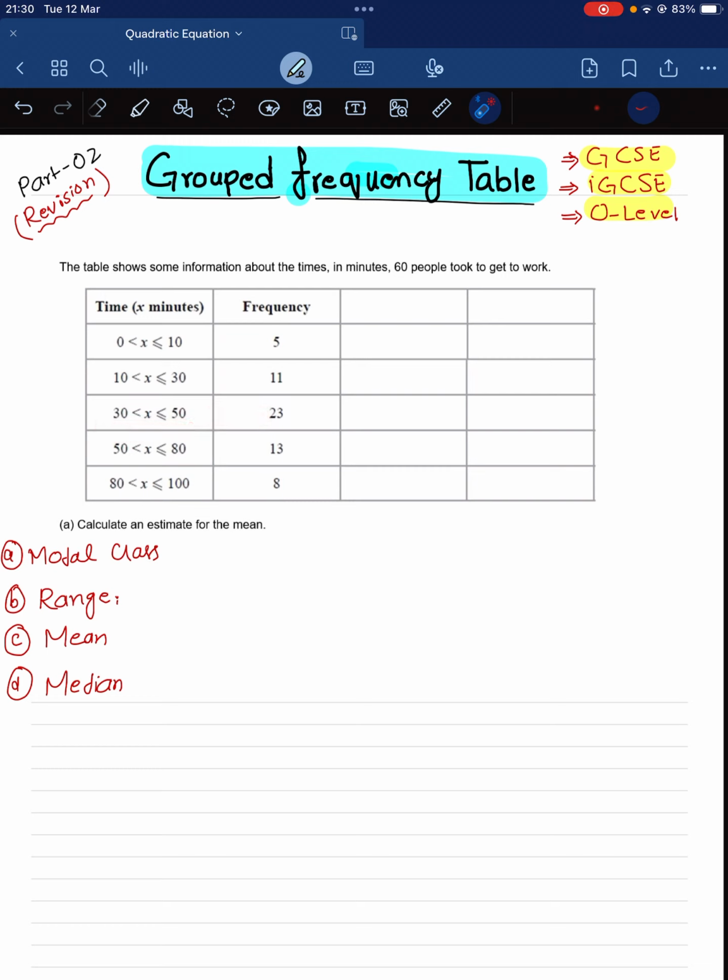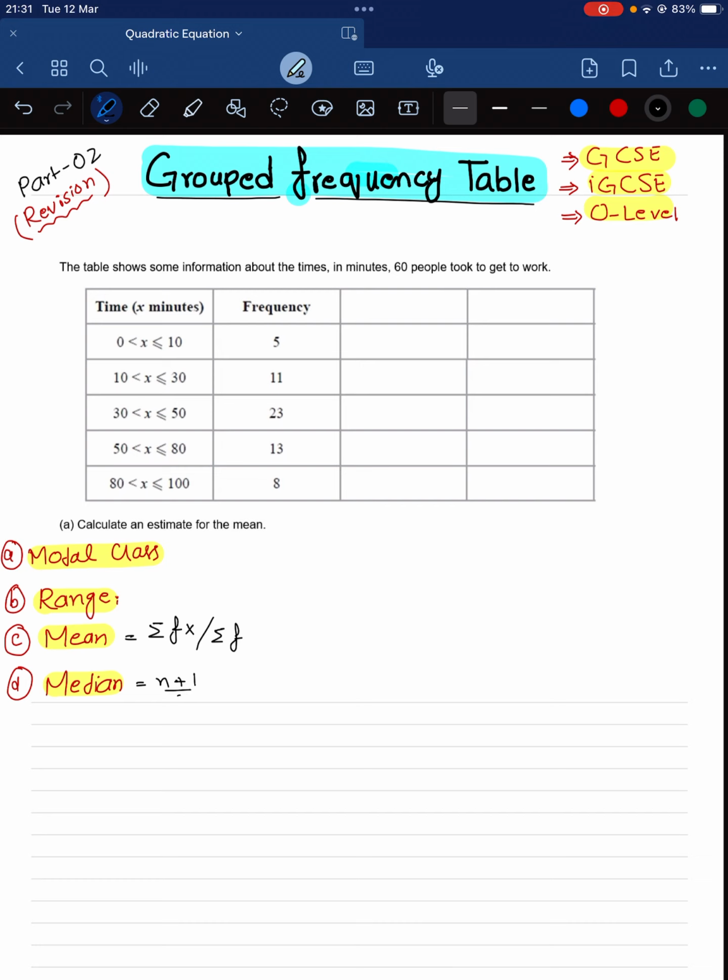Now the question says that we need to find the modal class, the range, the mean, and the median. The formulas, as we learned in the last video, are the same. The mean formula is sigma fx over sigma f, which is the same for frequency tables and grouped frequency tables. The median formula is also the same, (n plus 1) over 2. The range is x maximum minus x minimum, and the modal class is the one with the highest frequency. So we will start with the modal class.